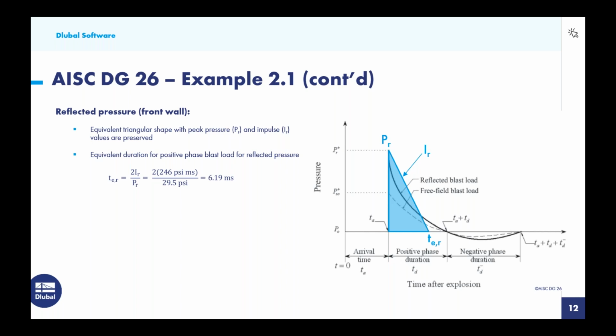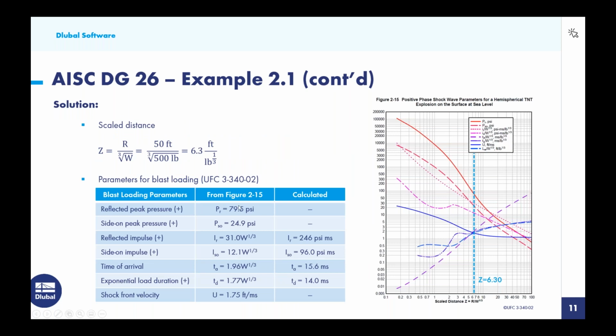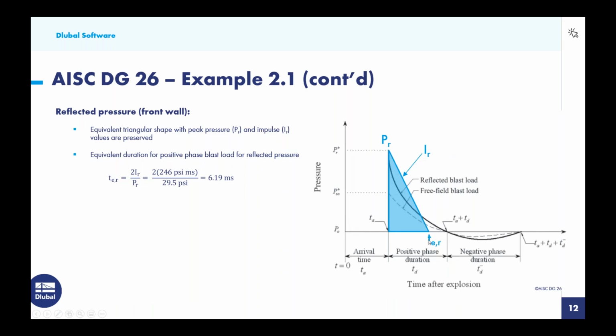All right, so let's talk about the reflected pressure. This would be applied to the front wall. And we are going to take the Design Guide 26 approach with the equivalent triangular shape here. And we want to utilize the peak pressure, P sub r, and the impulse, I sub r, and we want to preserve these values. So we can see these given to us over on the right-hand side here, but remember on the previous slide, we got this information, P sub r and I sub r, directly from this figure. So it's easy enough to come up with this equivalent duration for the positive phase blast load with the estimated value of 2I over P, which is equal to 6.19 milliseconds. And sure enough, this is all that is required for our reflected pressure for the front wall time diagram.